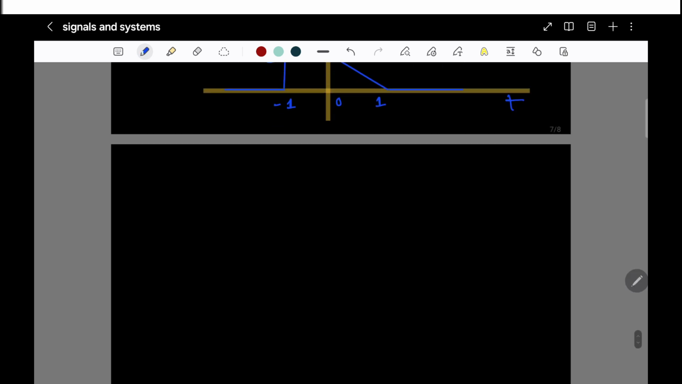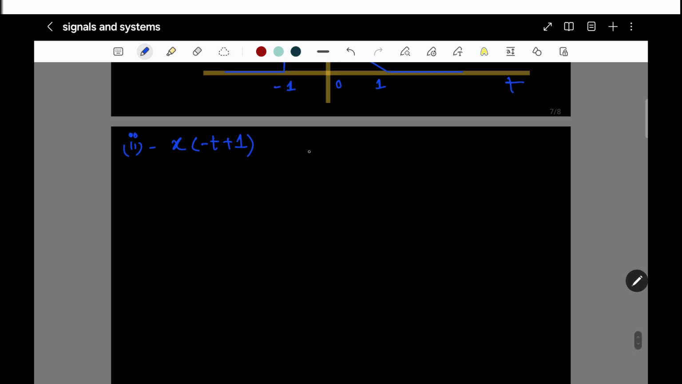Then the next thing is x of minus t plus 1. So here you have two operations. One is shifting, another one is reversal. So if you remember, the order was SRS and HEC. So here we don't have the scaling, we have the shifting, which is the first, and the second one is the reversal.